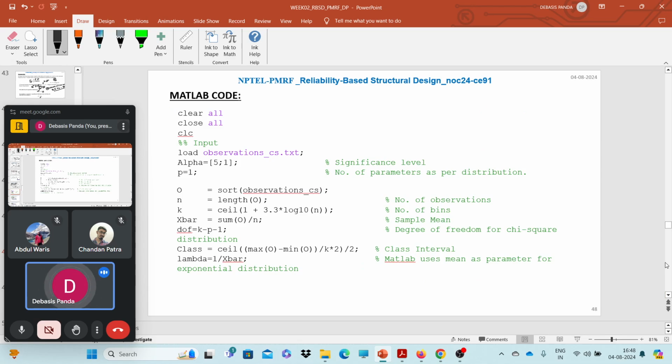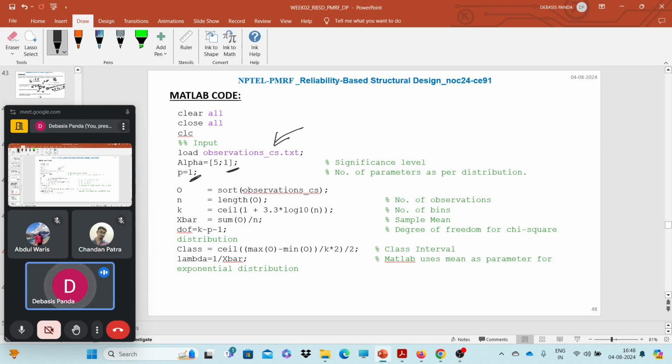it will take time, but using MATLAB, I have added the MATLAB script here, the code portion here. Also, I will upload the script along with the assignment. So in that code, first we load the observations. We need to set the significance level for which we need to test. Now we need to set the parameter. For our problem, the parameter was 1.